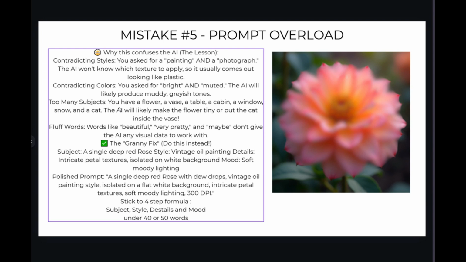It has too many subjects. You have a flower, a vase, a table, a cabin, a window, snow, and a cat. The AI will likely make the flower tiny or put the cat inside the vase or something like that because it's going to get confused. And you've used too many fluff words like beautiful or very pretty and maybe, which is what we were talking about before with just the word beautiful.